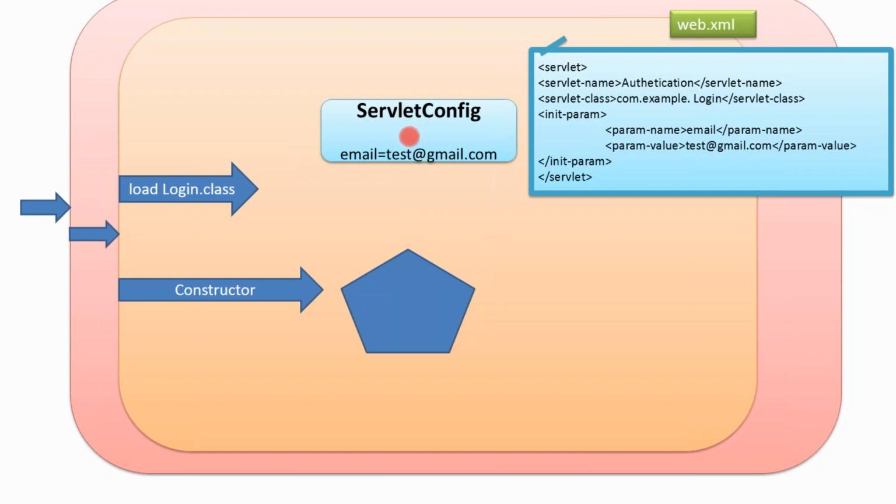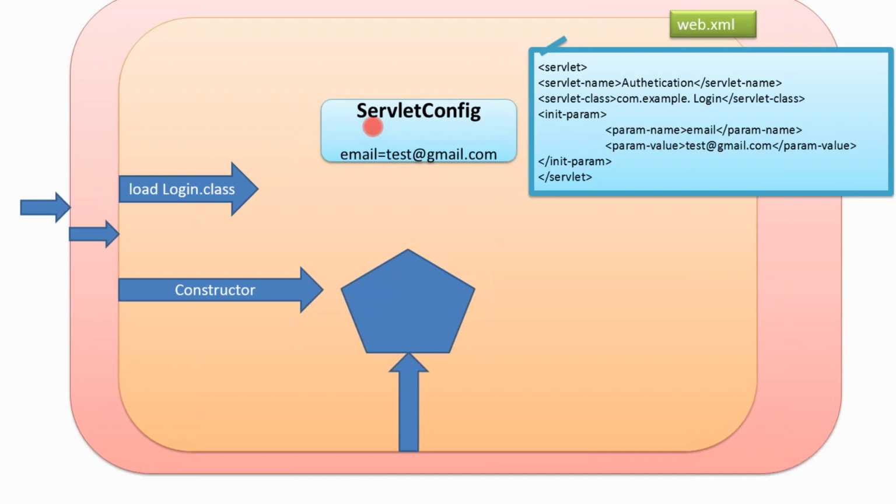Now this servlet config object can contain some configuration related information. Over here I want to store email is equal to test@gmail.com in the servlet config. If I want to store this information, then I need to mention that in the web.xml file. For this, we have got another element called init param. This init param element takes two values. One is param name and the second one is param value. It is a key and value pair. So the key is email and the value we are providing is test@gmail.com.